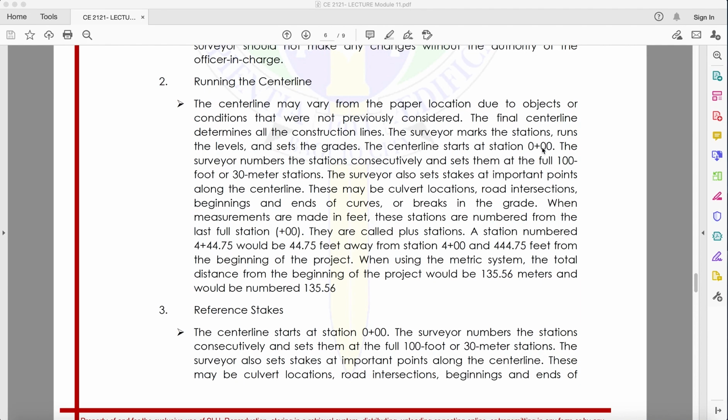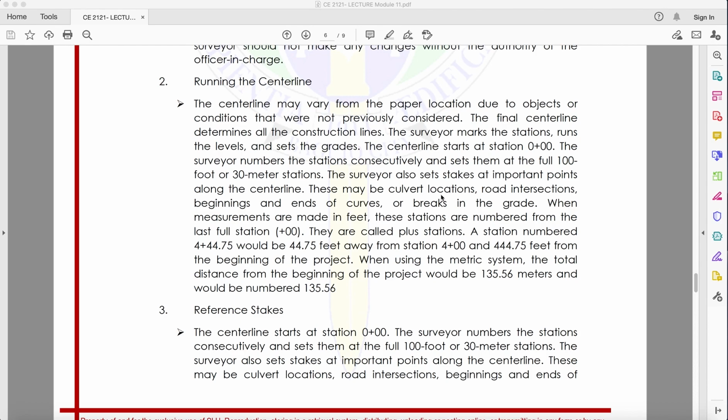So this one is in feet. So ang pinakamataas na value dito is 99 feet. Pag naging 109, mapupunta dito yung 1, matitira dito yung 9. So that is 109. Okay? So the surveyor also sets stakes at important points along the center line.